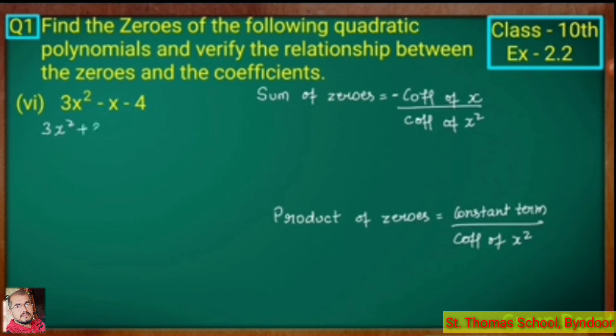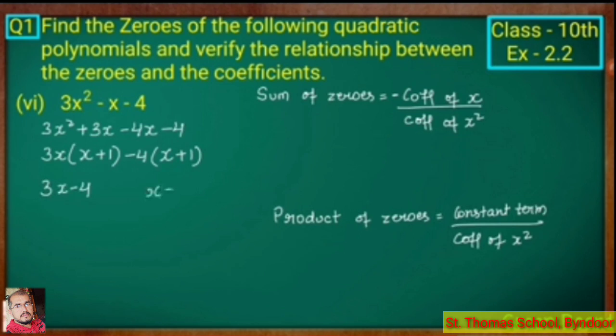3x² + 3x − 4x = −4. Okay, 4 times 3 is 12. Now the first two terms we have to group. It is 3x(x + 1), then minus 4, I have to take it outside: −4x and −4, taking −4 outside, x + 1 is remaining. So which are the two factors we are getting? 3x − 4 is the first factor and x + 1 is the other factor.